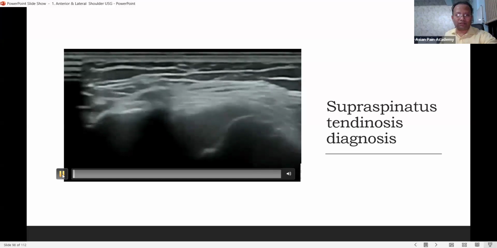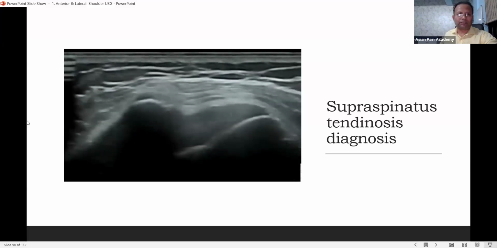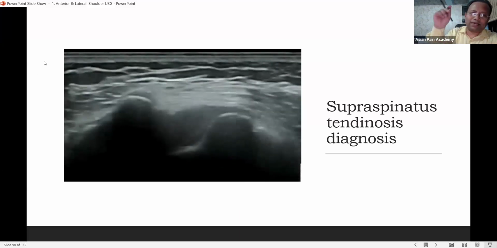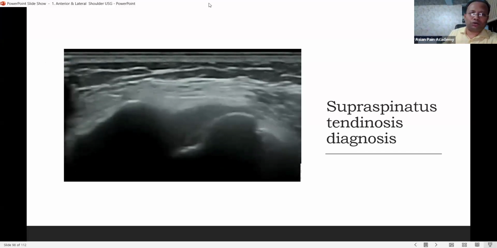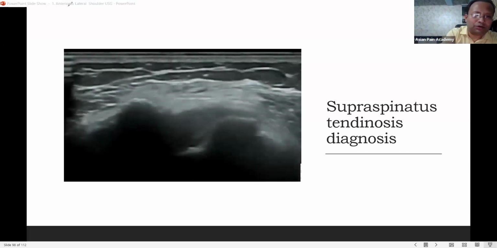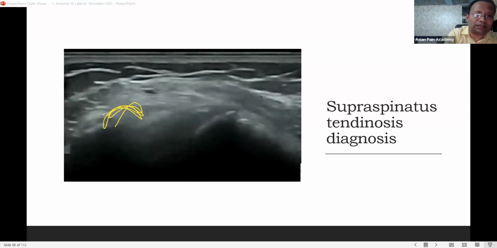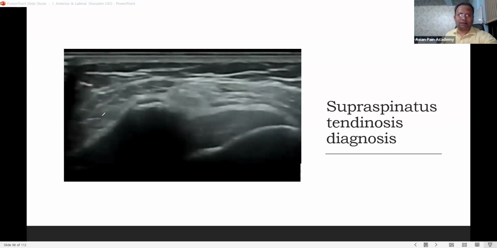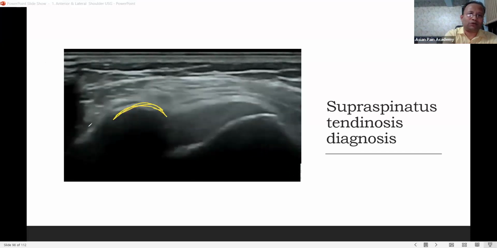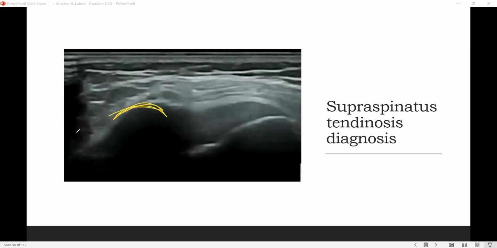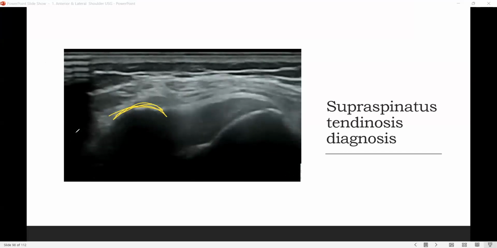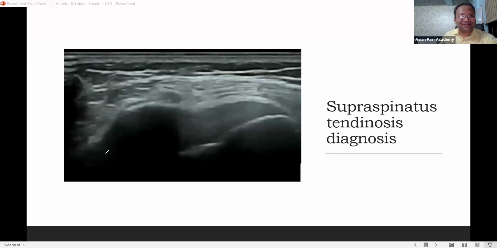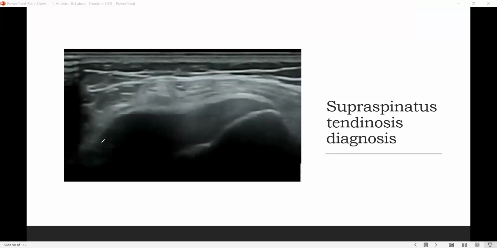Supraspinatus tendinosis diagnosis. Can you understand which structure is what? Supraspinatus tendinosis. Okay, somebody tell me what is this bony structure? Greater tuberosity. Which one? Greater tuberosity. Lesser tuberosity, sir.